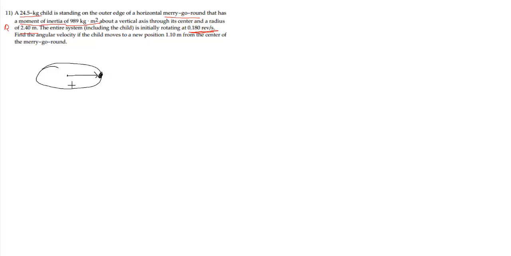This is our initial radius of 2.4 meters. And we know that the merry-go-round has an I of 989 kilograms meters squared. This is just the merry-go-round, which means we do have to find the moment of inertia for the child later. And we've got our frequency essentially, which is 1.18 revolutions per second.